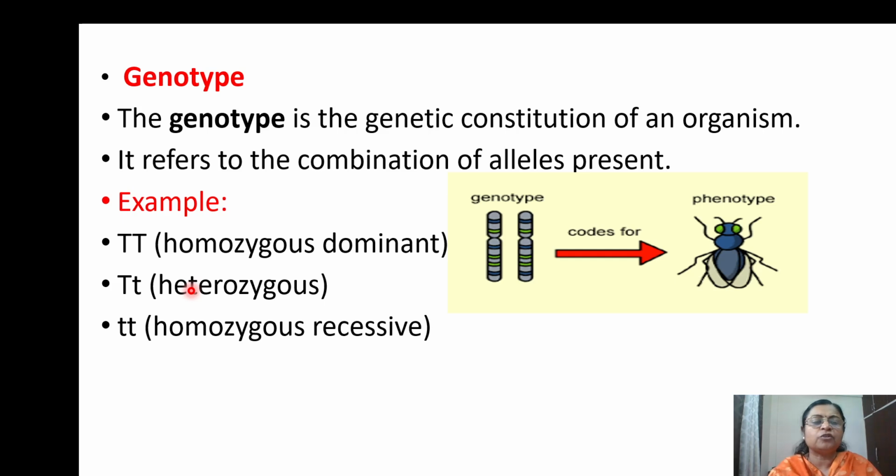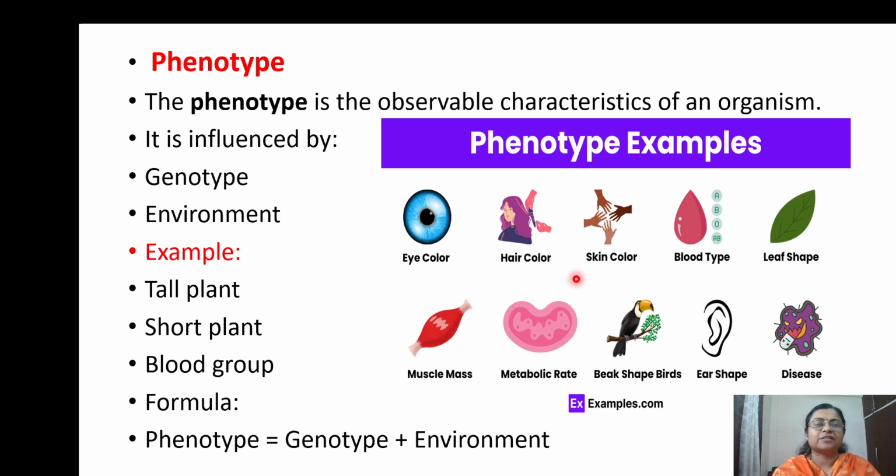Heterozygous, we can say, not dominant. And small t small t, both, then they are homozygous recessive. Here in the image, you can see that genotypes code for the phenotypes. When the genes are expressed, they provide certain characteristics to the individual. So we can say that genotype codes for the phenotypes. Whatever the physical characteristics are, they totally depend on the genotypic characteristics.